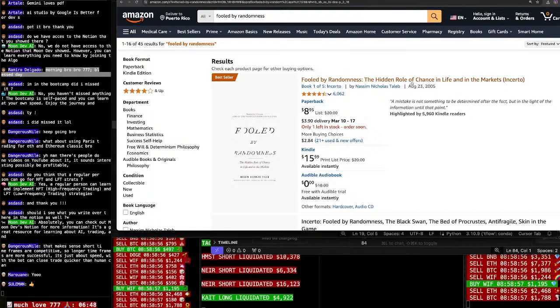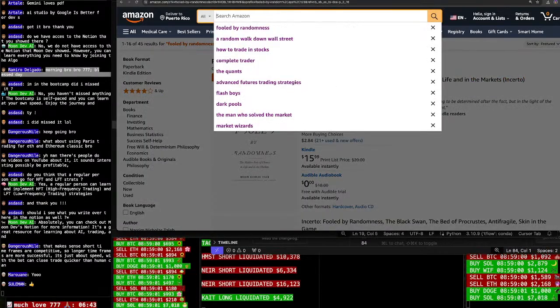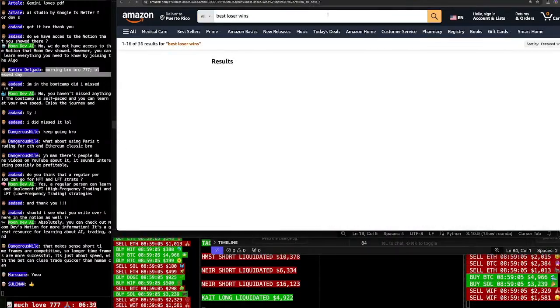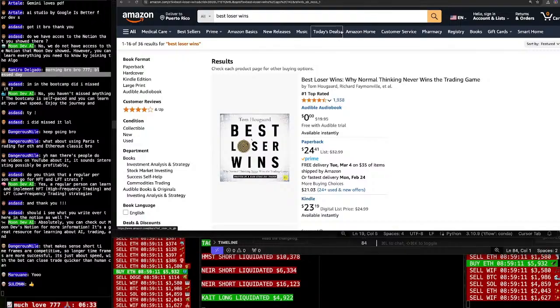The Hidden Role of Chance in Life and in the Markets. Really great book. Best Loser Wins. In trading, you can't have an ego. If you do, you get cooked. You can't win if you think you have to win every game. You have to lose in trading.